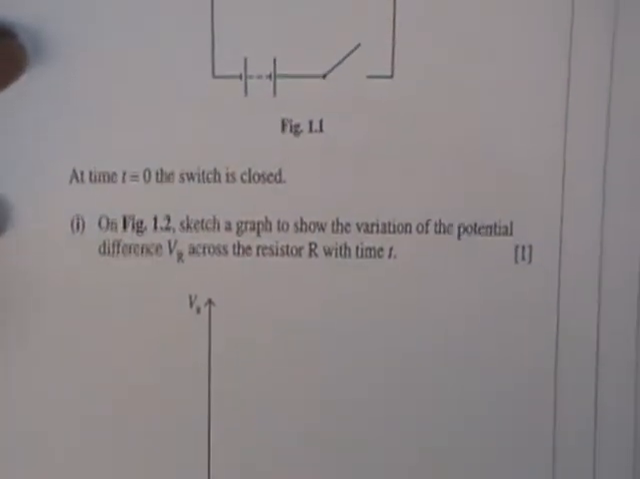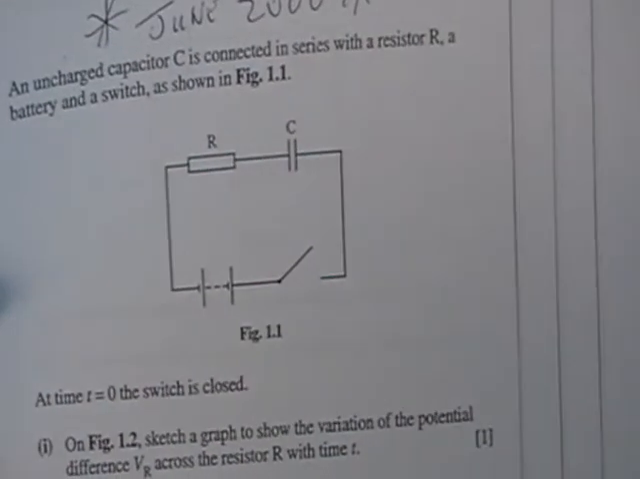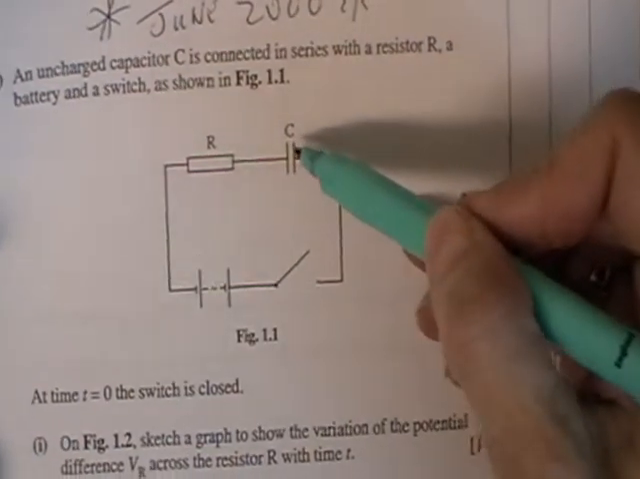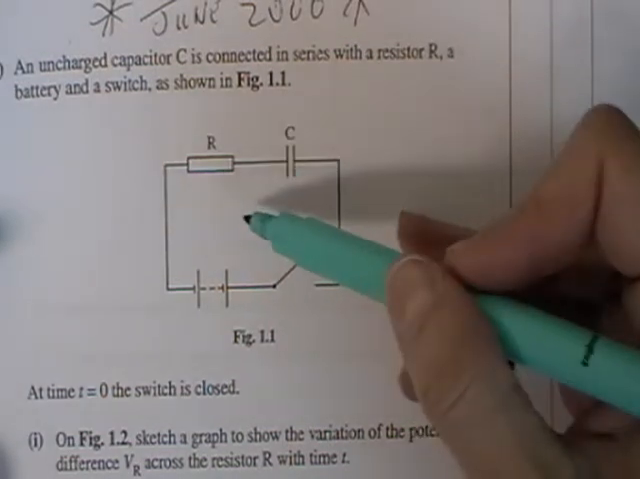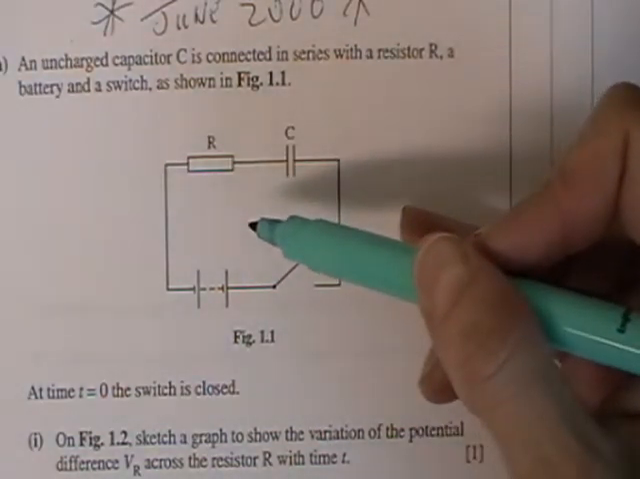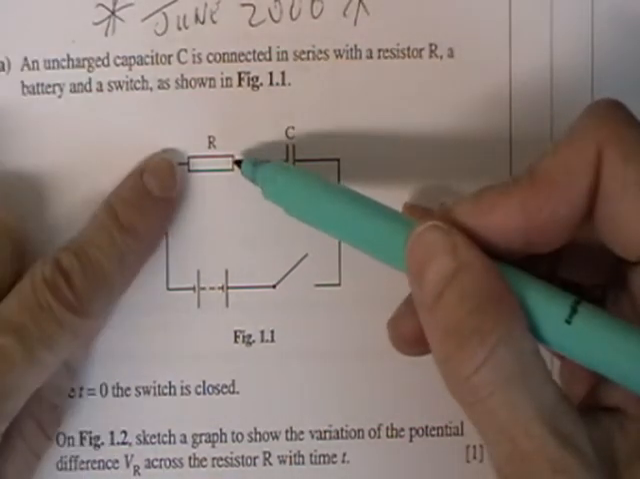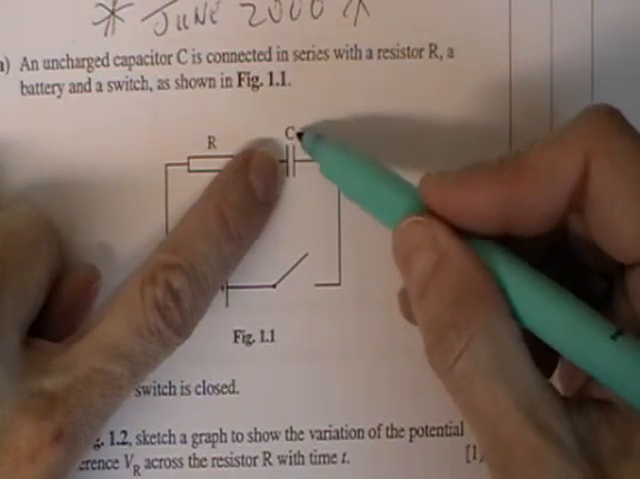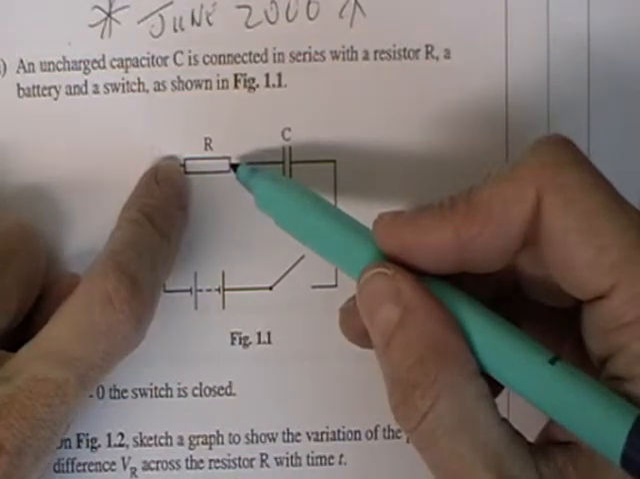On figure 1.2, sketch a graph to show the variation of the potential difference VR across resistor R with time t. Now we know initially that the voltage on the capacitor, which is uncharged, isn't 0, but it builds up. So obviously the voltage across the resistor R with time t, initially it's going to have all the voltage, and then as more and more is transferred onto C, it's going to go down, and less current is going to flow through it as well, of course, and you know that.